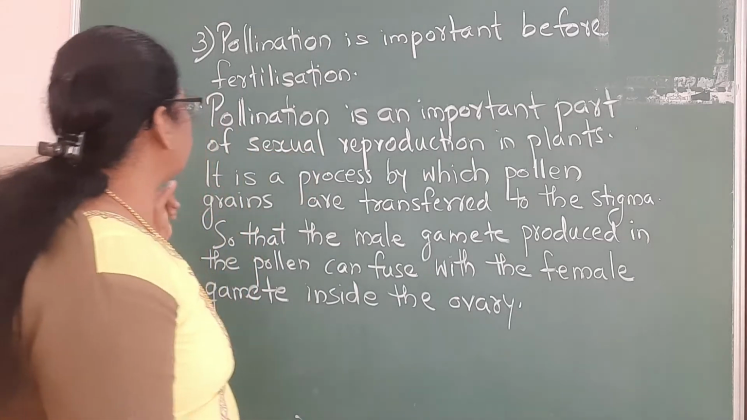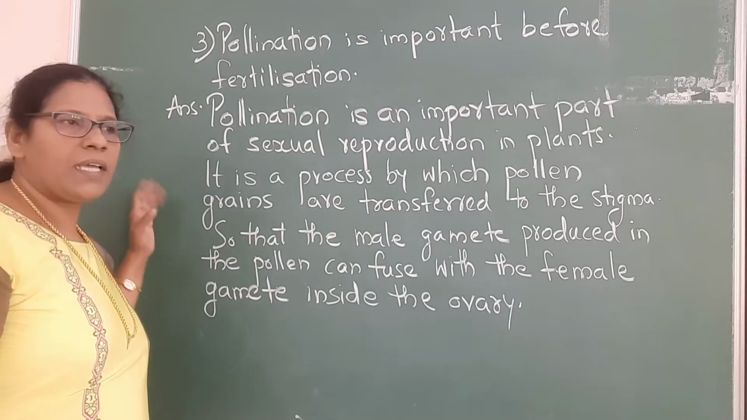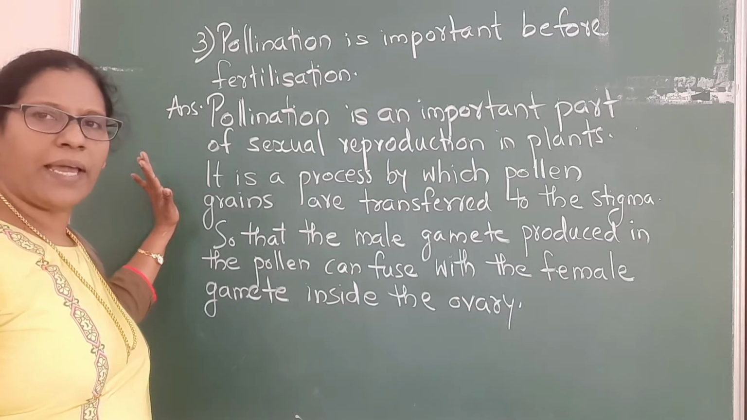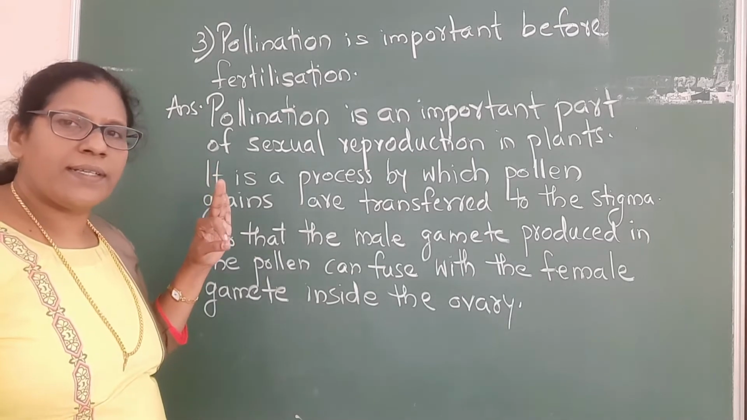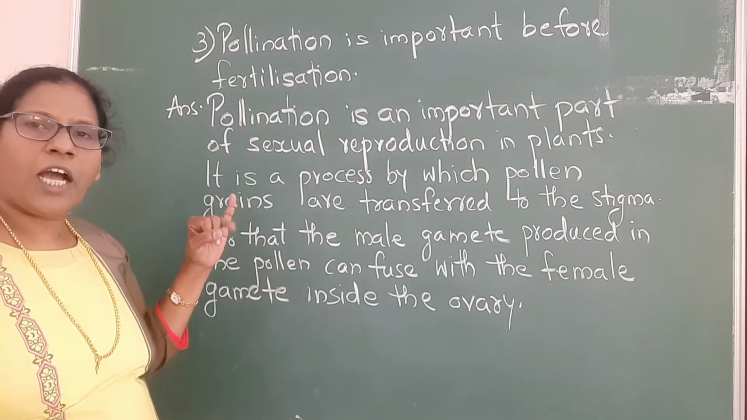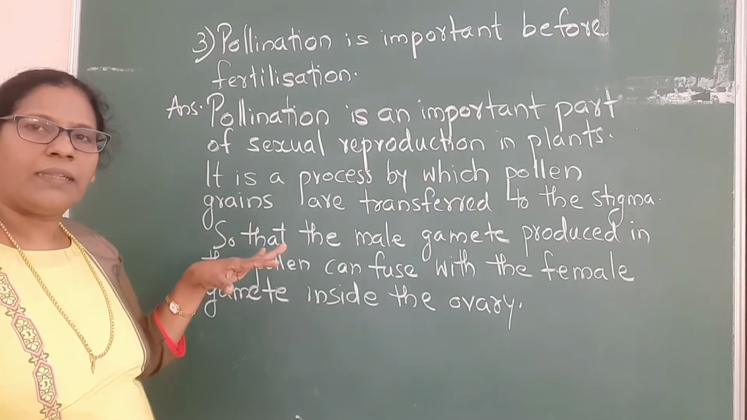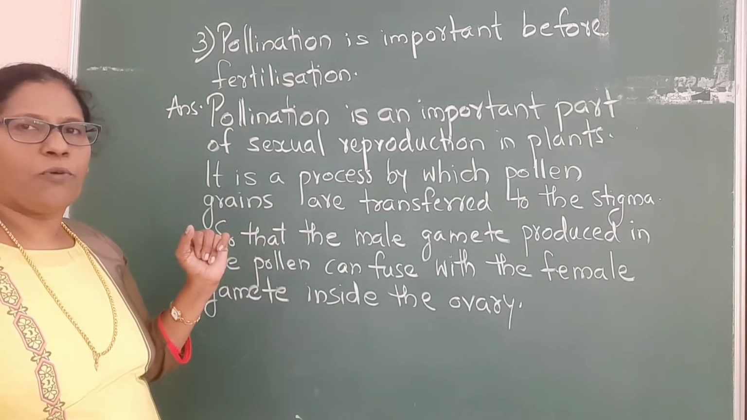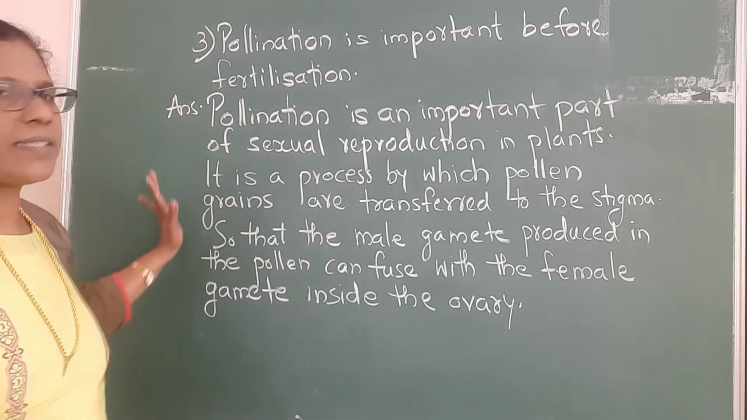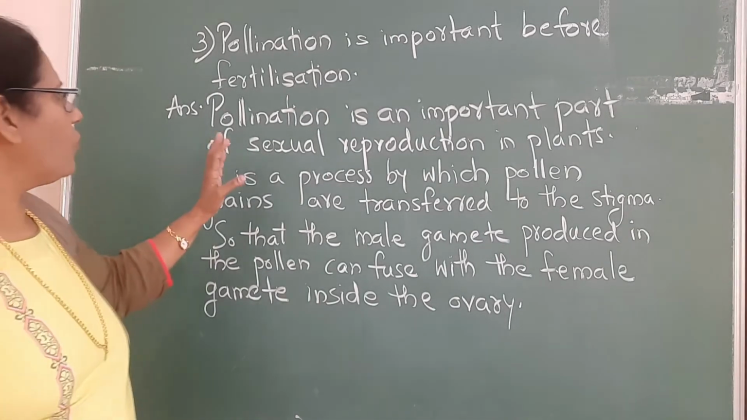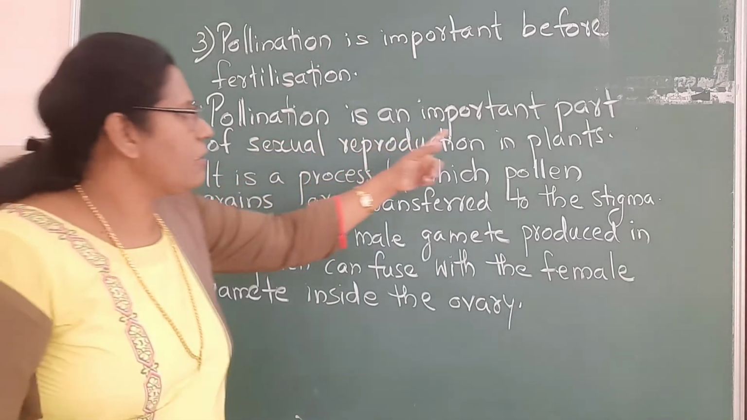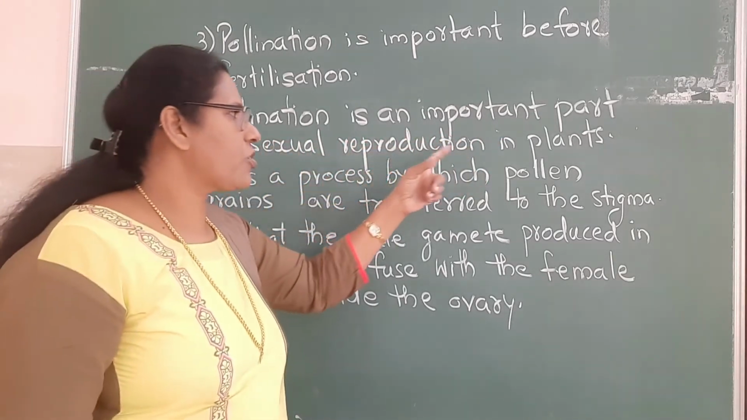Number 3, pollination is important before fertilization. Pollination is an important part of sexual reproduction in plants. There are 3 important steps in sexual reproduction. The first one is pollination. After pollination, fertilization. Then the fruit and seed formation. So the first thing is pollination, and only then fertilization takes place. Without pollination there is no fertilization.